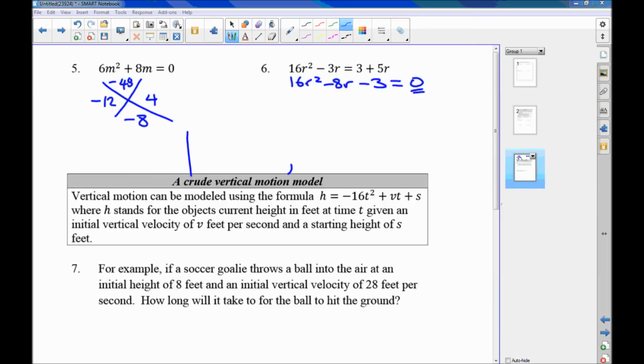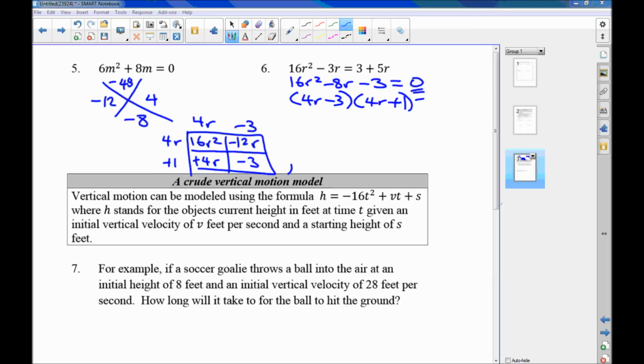So we'll make our box. We're going to put 16r squared here, negative 3 there, and then we split the negative 8 into negative 12r and positive 4r. Okay, and now I look at the top and I say, what's the same in both, which is 4r, and that leaves behind 4r and minus 3. And then minus 3 times positive 1 will make minus 3, and plus 1 times 4r will make 4r. So this is going to factor into 4r minus 3 and 4r plus 1.